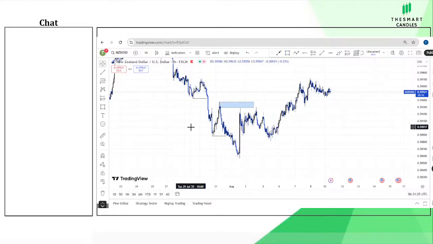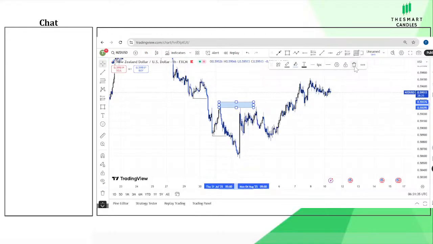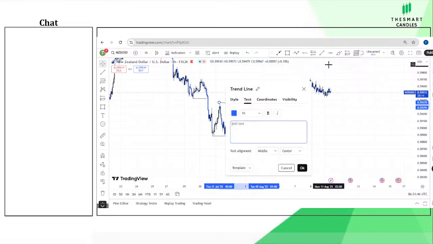Inasmuch as you had a reaction to the downside, it doesn't validate the zone. This is a liquidity high. The candle wicks are your liquidities. So if you look at this, this is your liquidity, validating the market to push more to the upside. So that's your liquidity high.